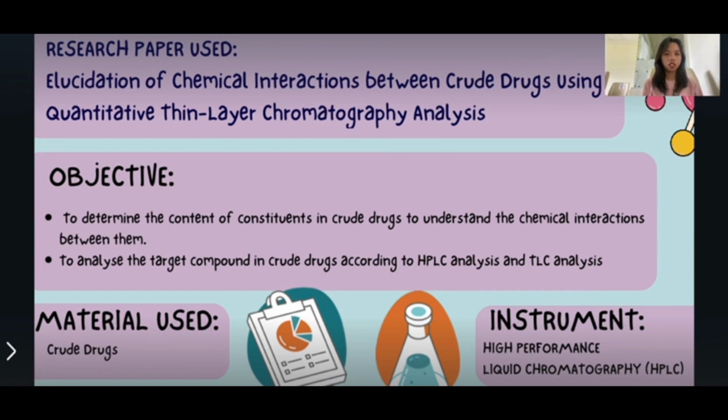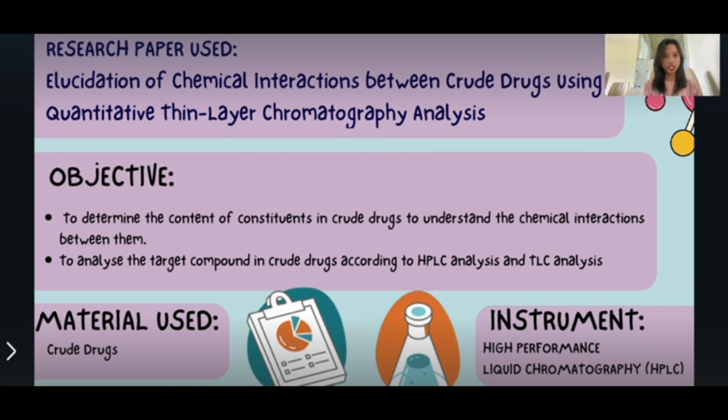The objective that we obtained from the research paper is to determine the content of constituents in crude drugs, to understand the chemical interaction between them, and to analyze the target compound in crude drugs according to the HPLC analysis and TLC analysis. The material used is crude drugs and the instrument used is high performance liquid chromatography, which is HPLC.